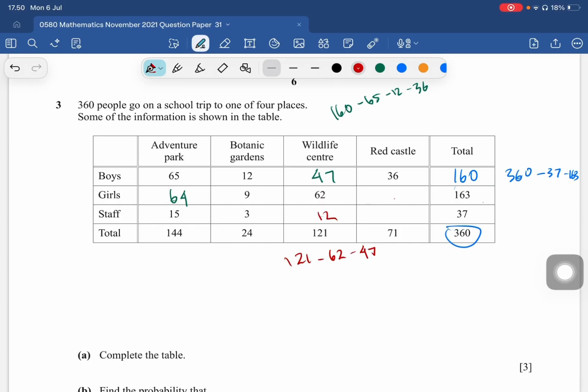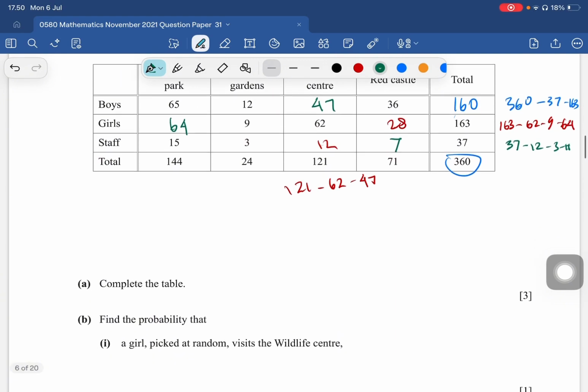Okay, here is the missing one. So we got 163 minus 62, minus 9 and minus 64. We got 28. The missing one, so 37 minus 12, minus 3 and minus 15. We got 7. So here we completed.